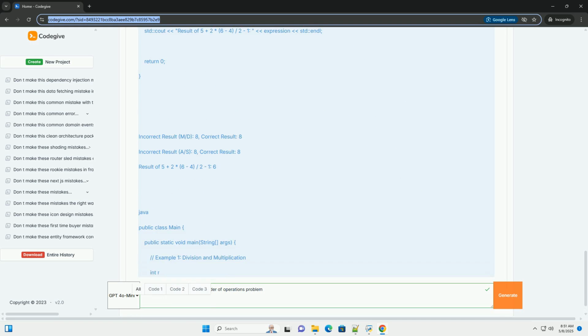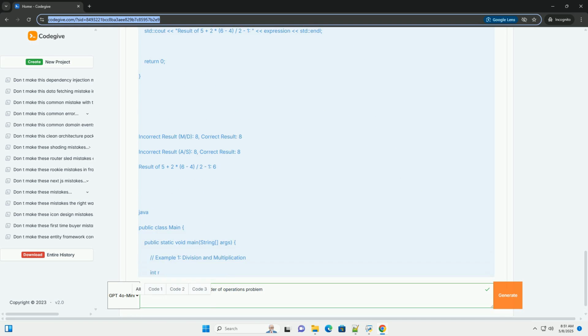Illustrative examples with incorrect assumptions. Let's look at examples of how this misconception can lead to errors. Incorrect assumption: multiplication always before division. Consider the expression 12 / 3 * 2. Incorrect calculation due to the wrong assumption: 12 / 3 * 2 equals 12 / 6 equals 2. Correct calculation following the left to right rule: 12 / 3 * 2 equals 4 * 2 equals 8.